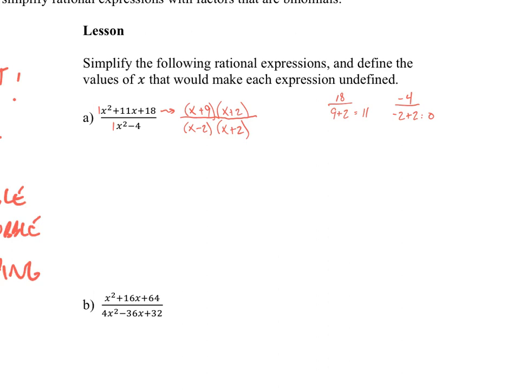Now here is where we actually are able to reduce this because we're noticing that the numerator has a factor of x plus 2, and so does the denominator, so I can cancel those because that's essentially just a 1. So now I'm left with x plus 9 in the numerator and x minus 2 in the denominator. Those cannot be factored any further, so that's as simple as I can make it. That expression is now simplified. So again, you're just factoring and then canceling.